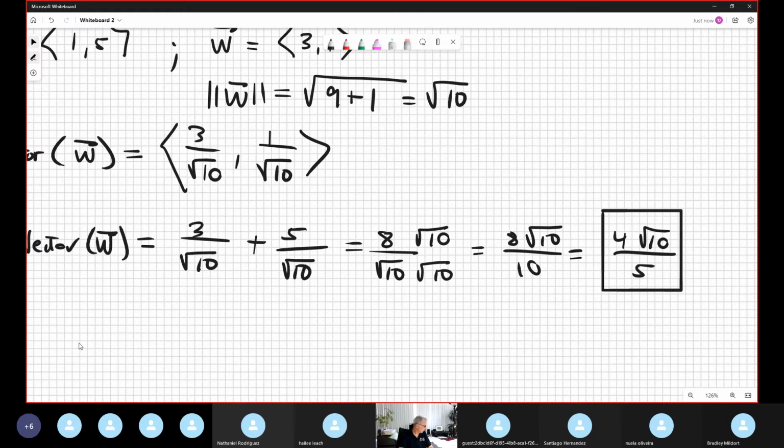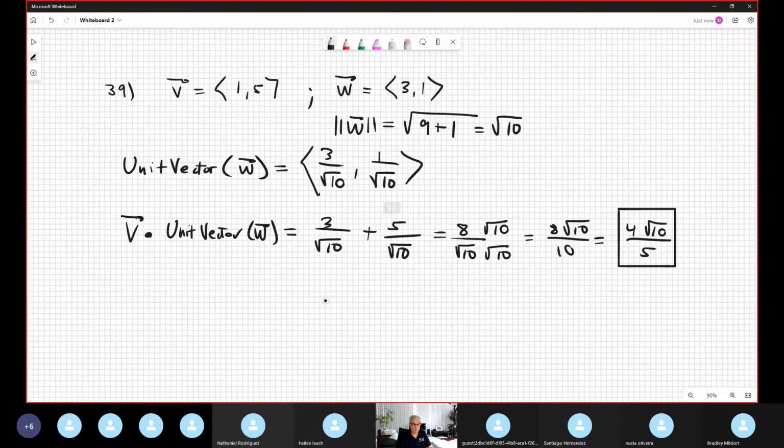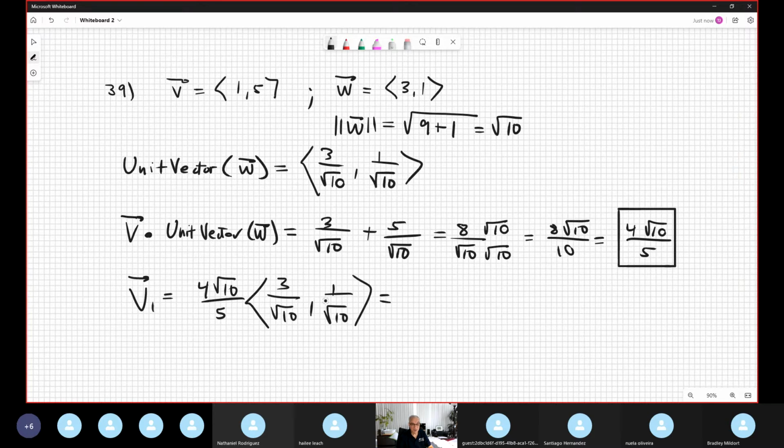In order to find the vector B1, you multiply this number, which is a scalar, 4 radical 10 over 5, times the unit vector in the direction, which is 3 over radical 10, 1 over radical 10. This is the easy way, guys. So now it's obvious that this radical 10 is cancelled. And we have 12 over 5, comma 4 over 5, because 4 times 3 is 12 over 5, 4 times 1 is 4. And this is the famous B1.